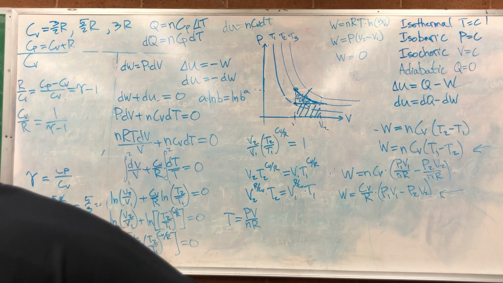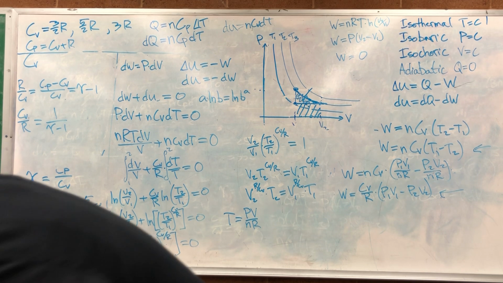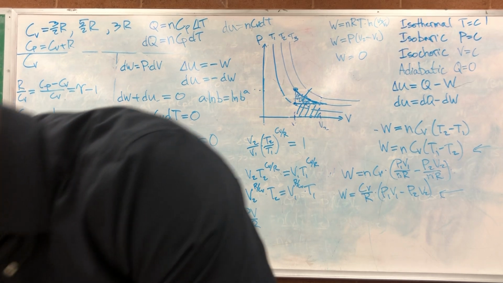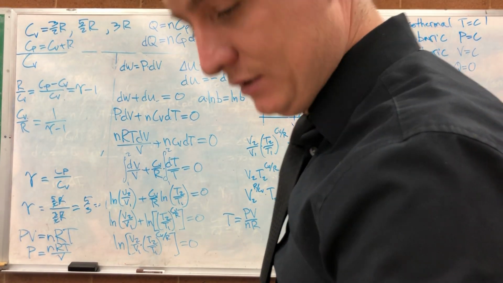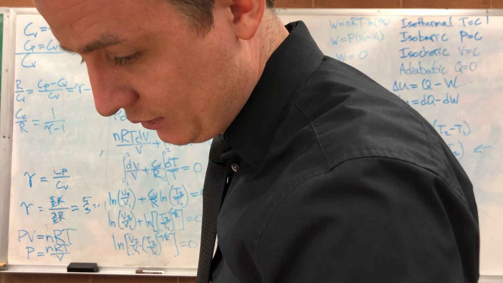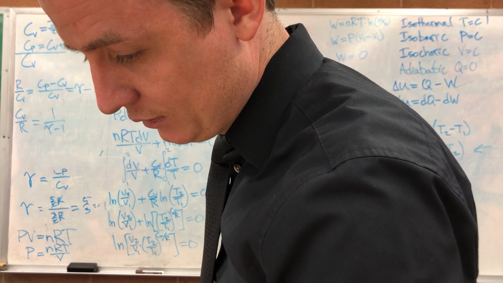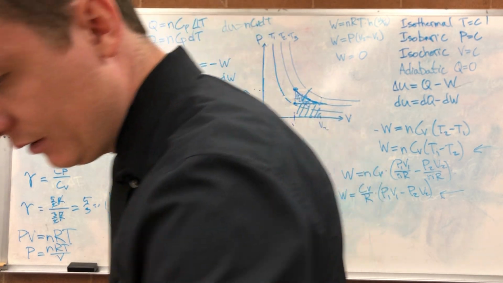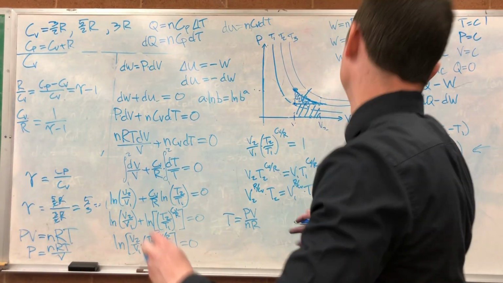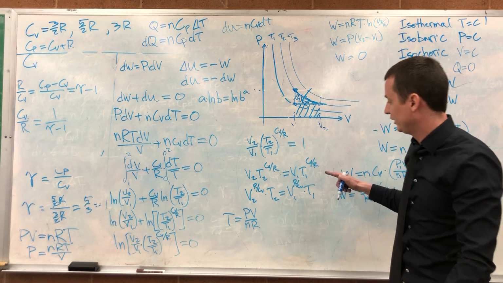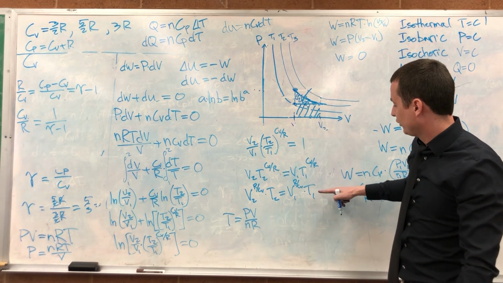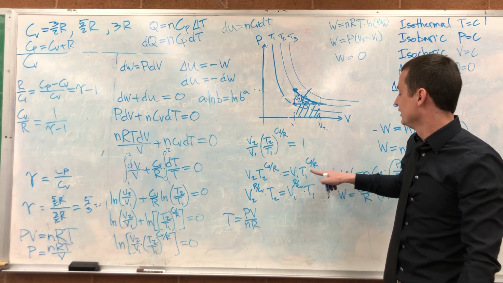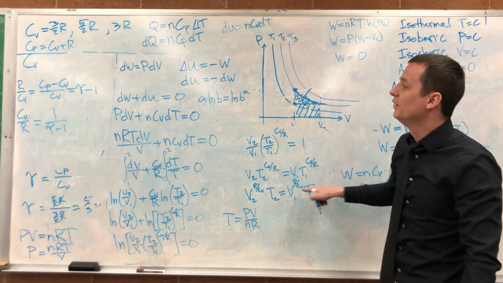R over CV. Oh, we have it right. I'm just looking at the wrong equation. The author derived this one, not this one. So he has an R over CV, an R over CV.